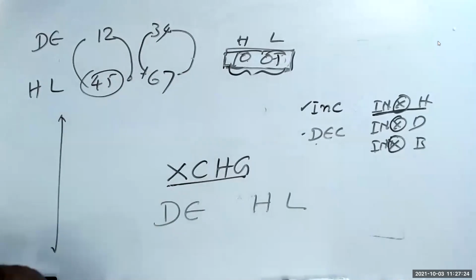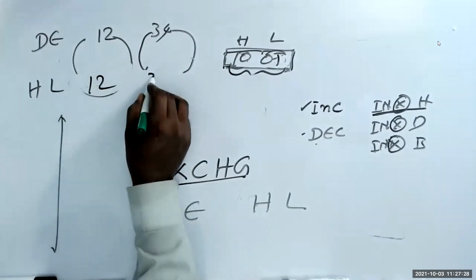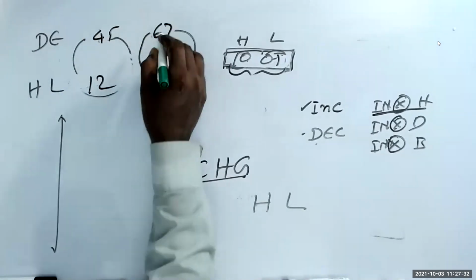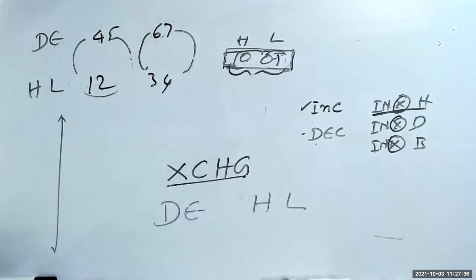What happened? This becomes 1, 2, 3, 4. This becomes 4, 5, 6, 7. This is a single byte instruction. No, you do not have to give DE and HL. Okay, let me check once again whether I forgot or not. Let me check. Okay, thanks.